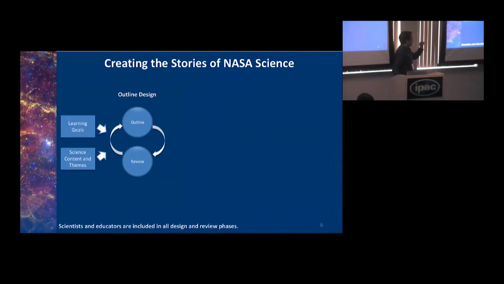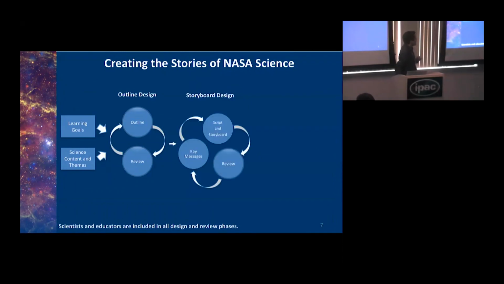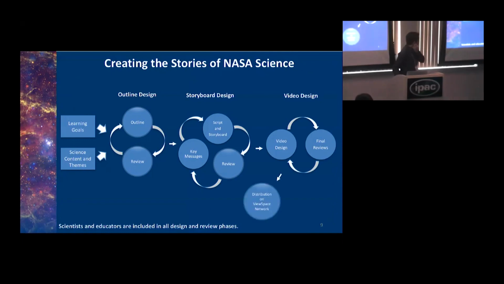I should note that in the course of creating these ViewSpace segments, scientists and educators are included in all design and review phases. After we're happy with our outline, we provide our key messages, script and storyboard creation, and again, a review. Again, it's an iterative design process. Then we move to the video design process and final reviews, at which point it gets distributed via the internet on our ViewSpace network.